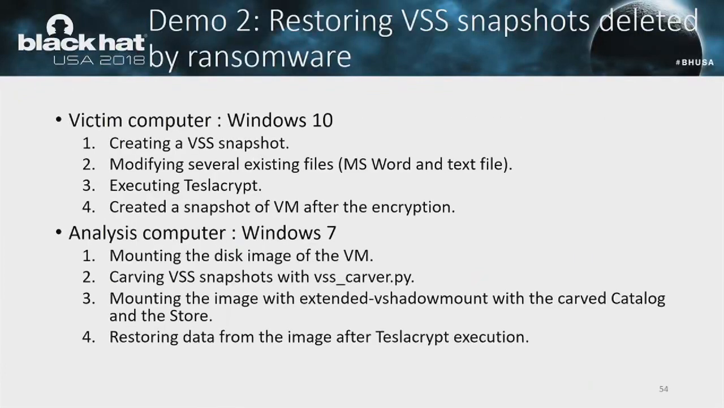Okay, the second demonstration is file restoration from a snapshot that was deleted by TeslaCrypt. It is ransomware. The upper half of the screen shows operations on the victim computer, and the lower half shows operations on the analysis computer.